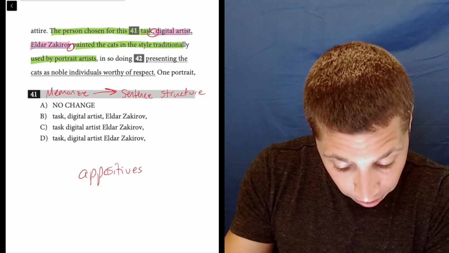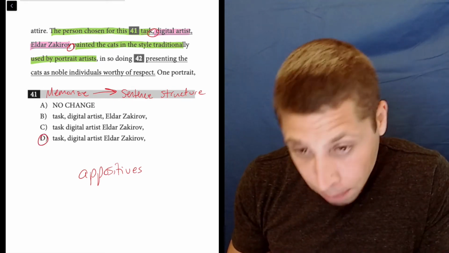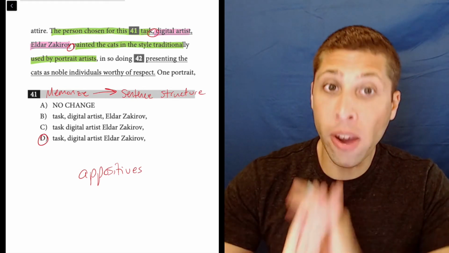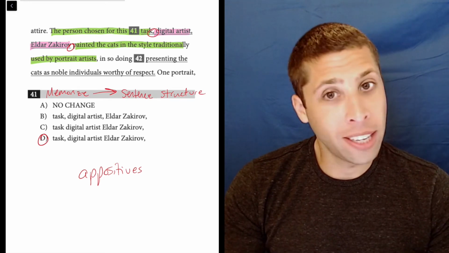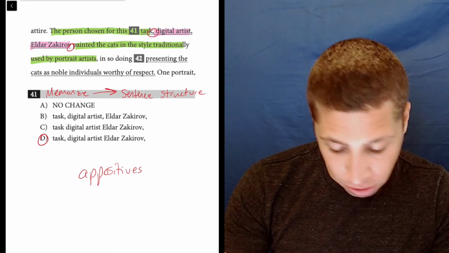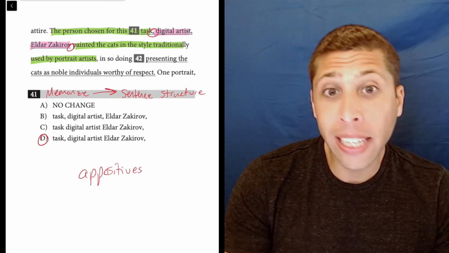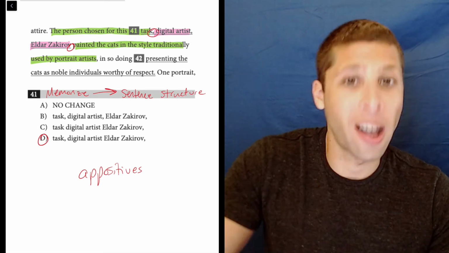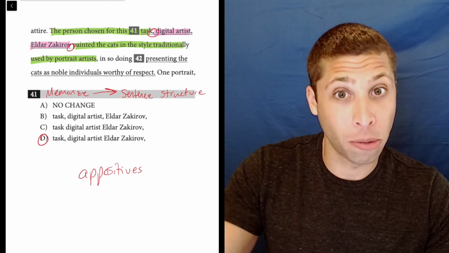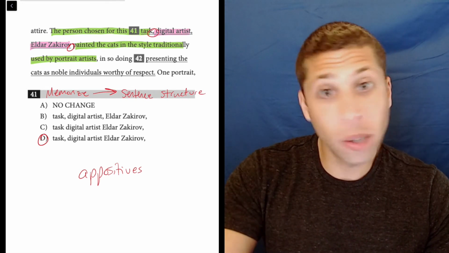So the choice that hits that is going to be choice D, and that is very traditionally how we do this. There's no reason for any extra commas, so like choice B, we're already interrupting the sentence. We don't need to interrupt the interruption. It's fine, we're good. It's not that long of an interruption. And so just look out for this.